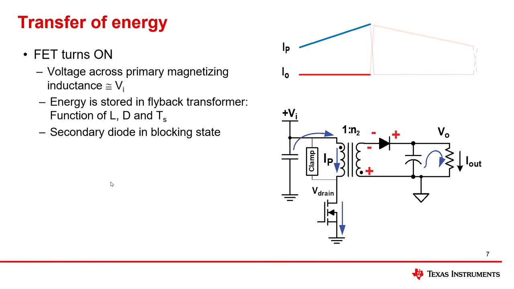The transfer of energy in a Flyback converter can be divided into three phases. When the FET is turning on, the voltage across the primary magnetizing inductance equals the input voltage. A current is building up through the primary inductance. In this phase, energy is stored in the Flyback transformer. It is a function of the inductance, the duty cycle and the cycle time. During this phase, the secondary diode is in blocking state.